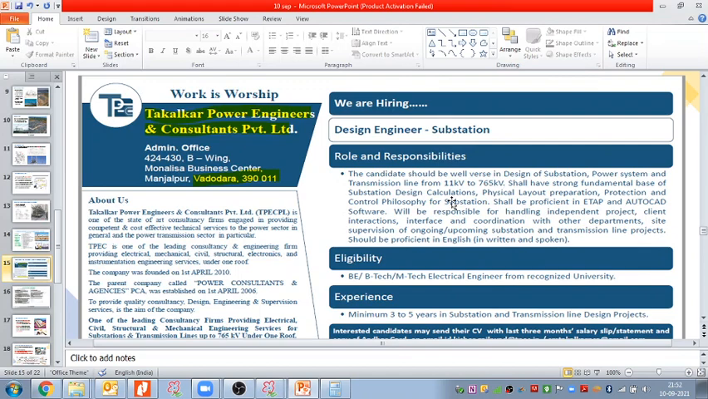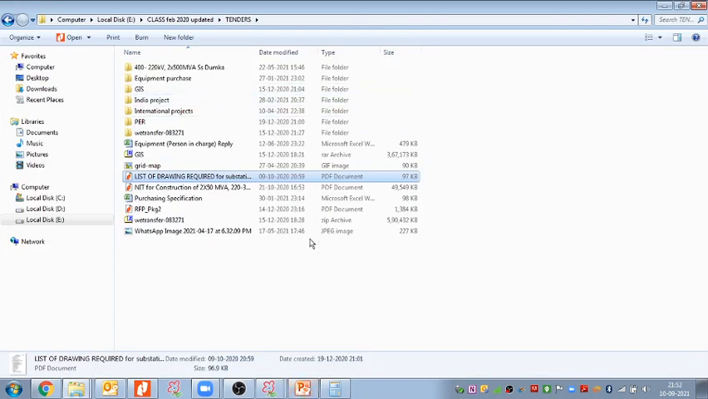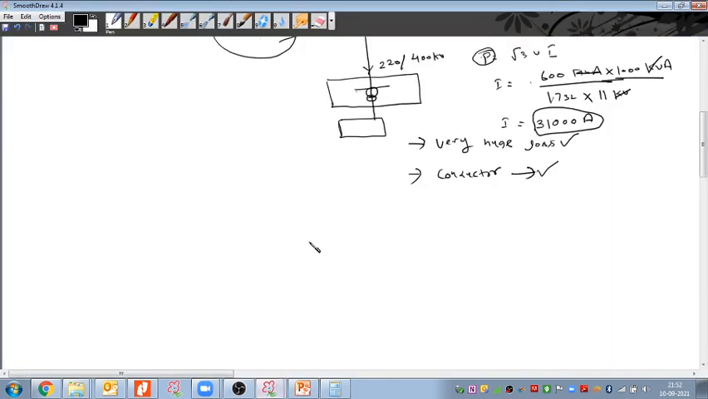Okay, what is the voltage range? Let's know the voltage range also. Let's have a look at the voltage range.